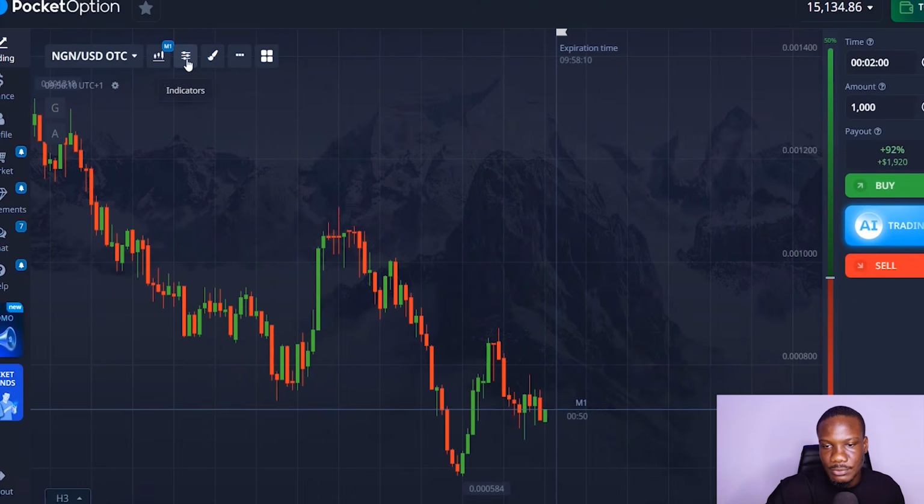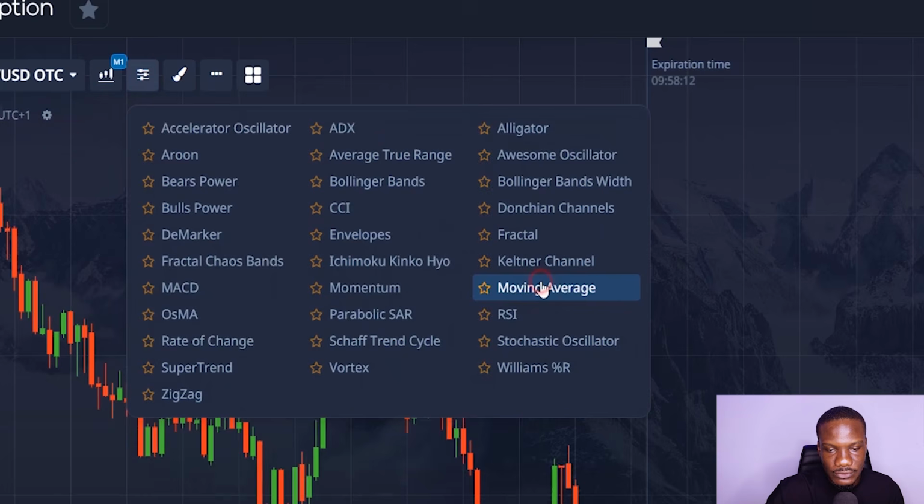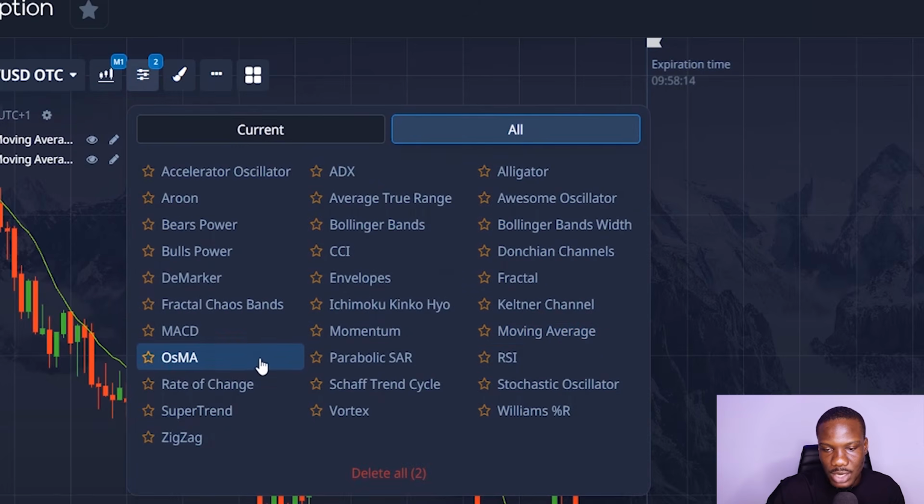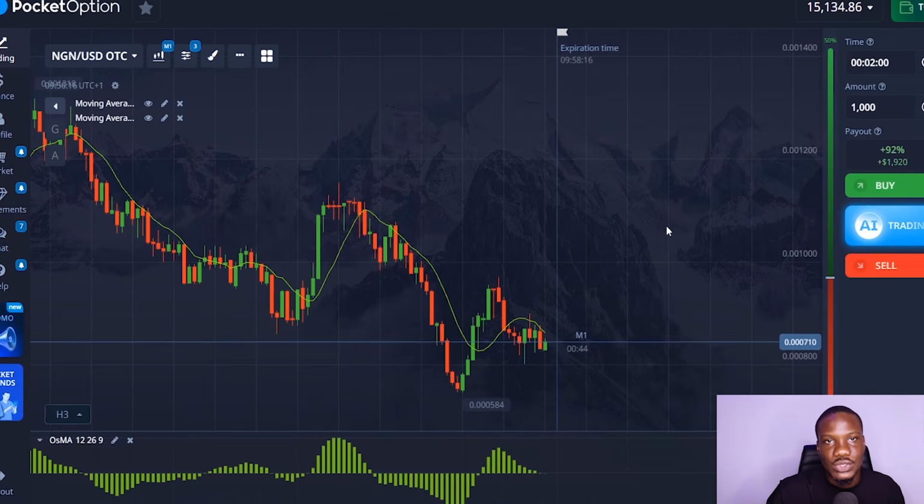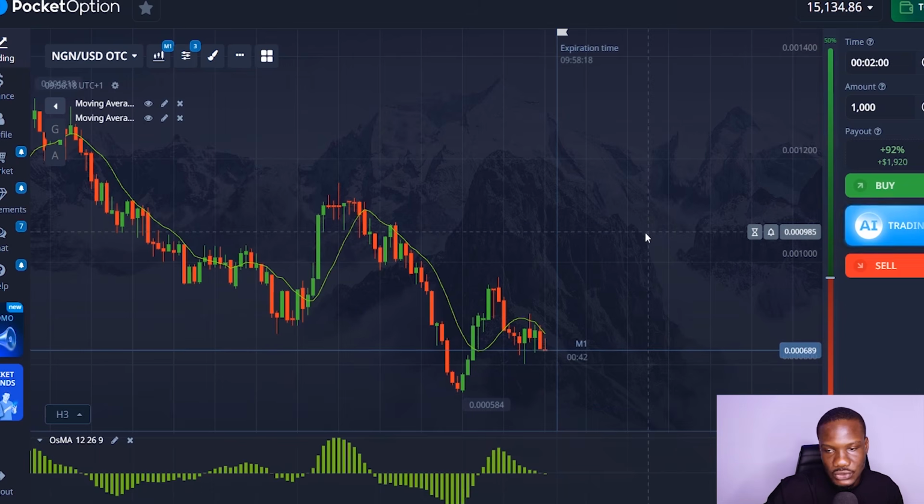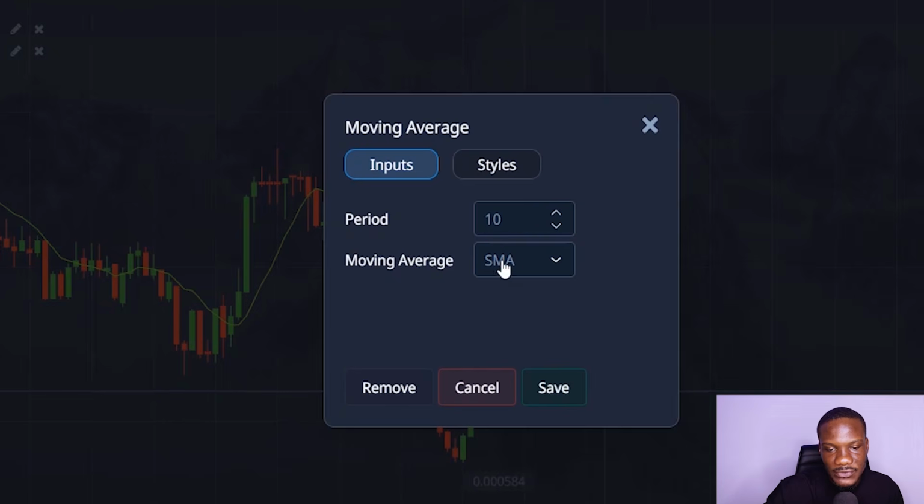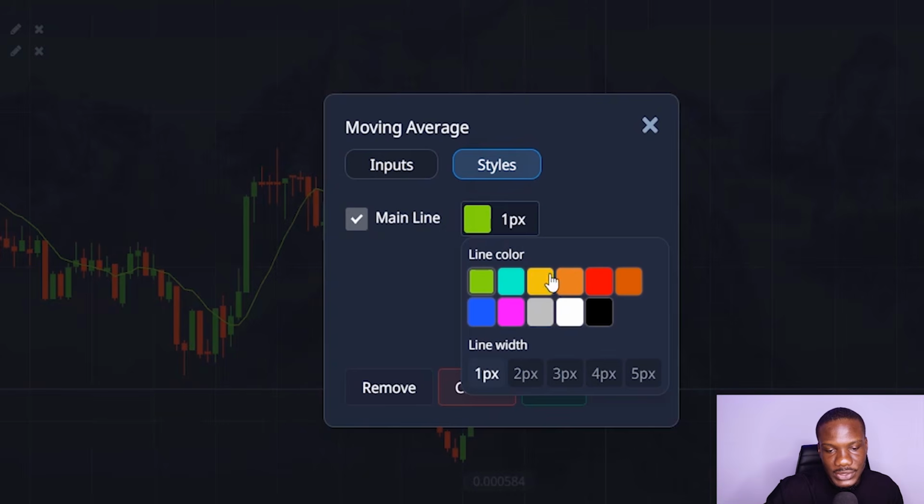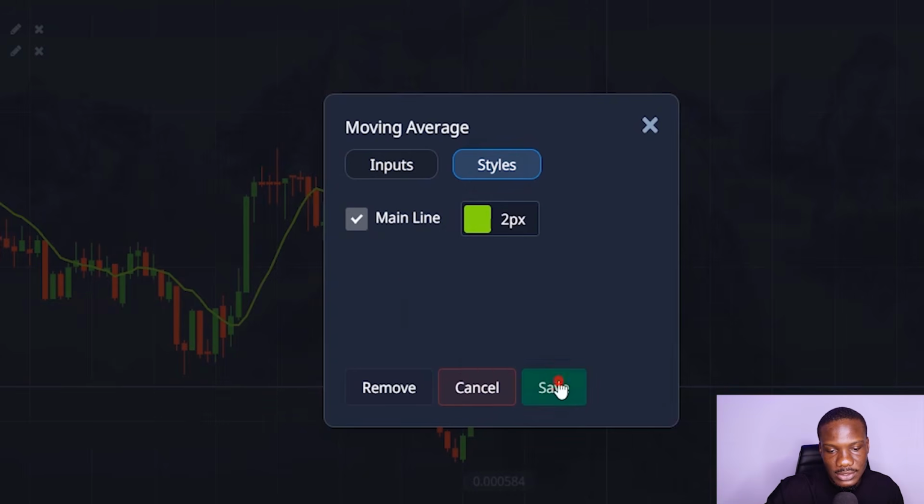So right on the chart, we're going to be making use of two moving averages and one OsMA indicator. So the settings of my first moving average come with the period of 10. For the moving average, I'm going to be using SMA. Right here on the style level, I'll be using a green color and I'll be using it on 2 pixels. So when I'm done, I just click on save.